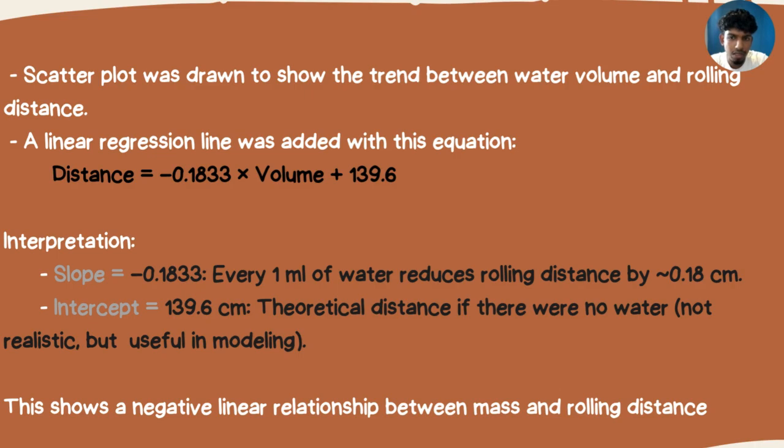A linear regression line was added with this equation: distance equals negative 0.1833 times volume plus 139.6. For interpretation, the slope is equal to negative 0.1833. Every 1 ml of water reduces rolling distance by 0.18 cm. For the intercept, 139.6 cm is the theoretical distance if there were no water. This shows a negative linear relationship between mass and rolling distance.